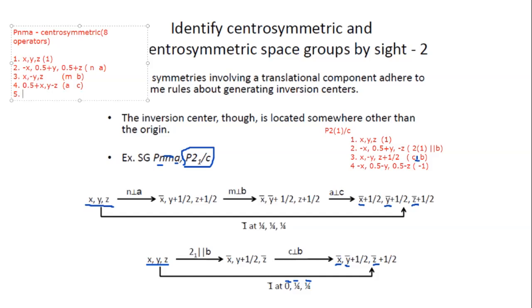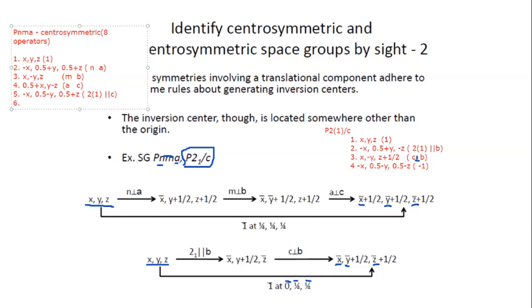So what I'm going to do is combine an n-glide perpendicular to a and an m-plane perpendicular to b and see what operator shows up. So if we take numbers 2 and 3 and combine them, we get negative x, 0.5 minus y, and 0.5 plus z. So what I did to generate the 5th operator is I combined numbers 2 and 3. And that generates a 2₁ parallel to c.